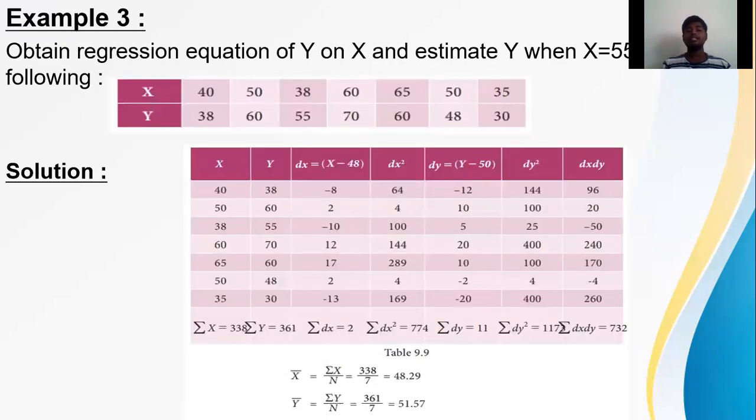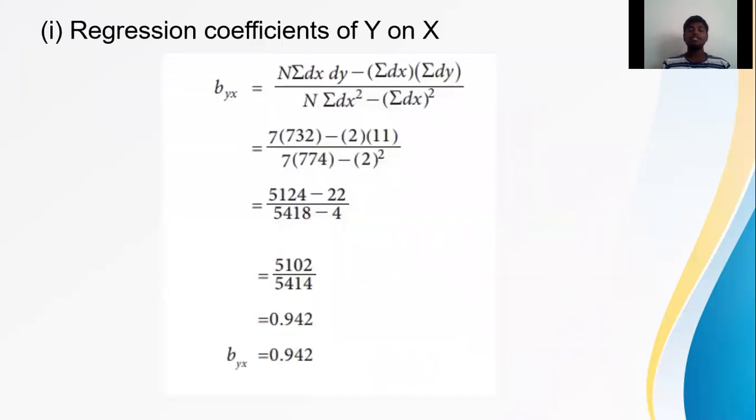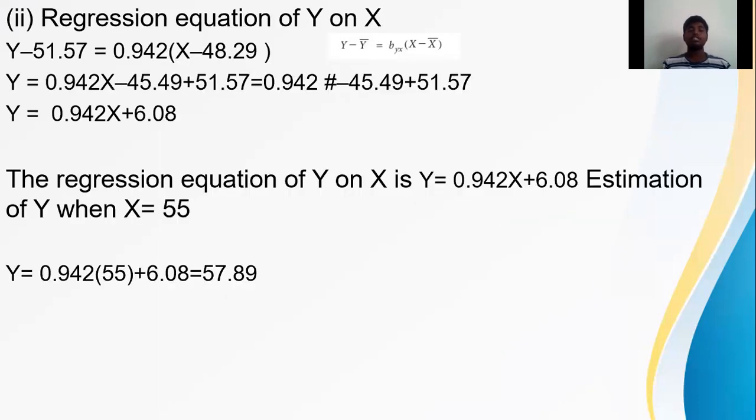And the third example is: obtain the regression coefficient of y on x and estimate y when x is equal to 55. In the question we can see the table of the values of x and y. In the solution, first we find dx, dx square, dy square and dx dy. Here we find the x bar and y bar values, which are 48.25 and 51.57. The regression coefficient: here we know the formula of byx. By solving the formula, the byx value is 0.942.